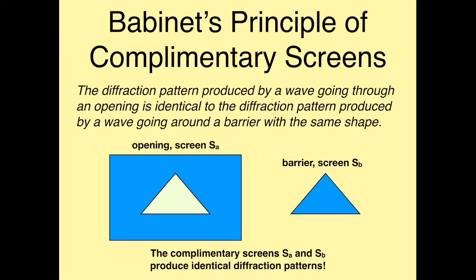Now, I could have a barrier that has the same exact shape. Instead of an opening in the shape of a triangle, it's a barrier in the shape of a triangle. We'll call that screen SB. Huygens' principle of complementary screens says that SA and SB produce the same diffraction pattern. So if I were to shine a laser through this opening or shine the same laser light around this barrier, I would actually end up getting the same exact diffraction pattern. Okay? So in other words, we can take what we know about diffraction through an opening and then just apply it to diffraction around a barrier and get the same result.